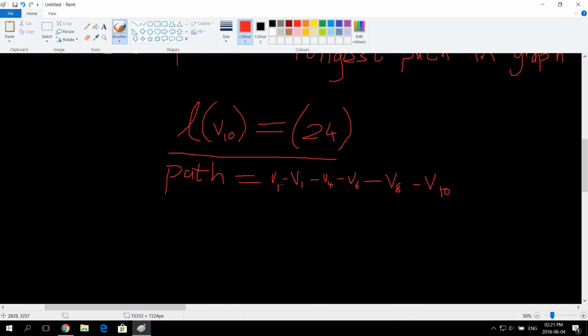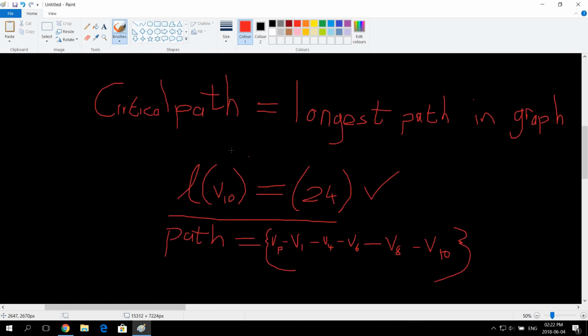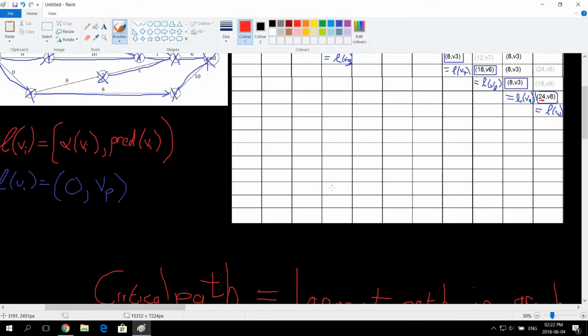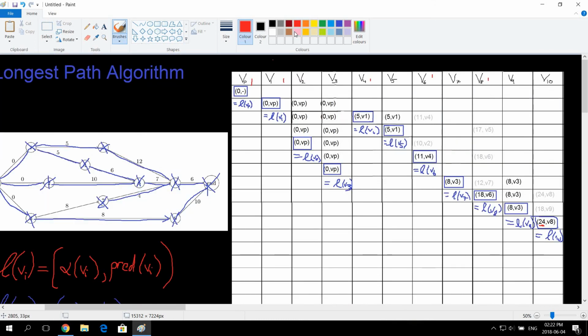So now you've got both the path and the weight. Thanks guys, I hope this helps you. If they ask for the critical path, they want this one. Obviously, all of these other ones, everything that wasn't a part of the critical path, these ones are also your longest paths, to whichever vertex you were to go to.